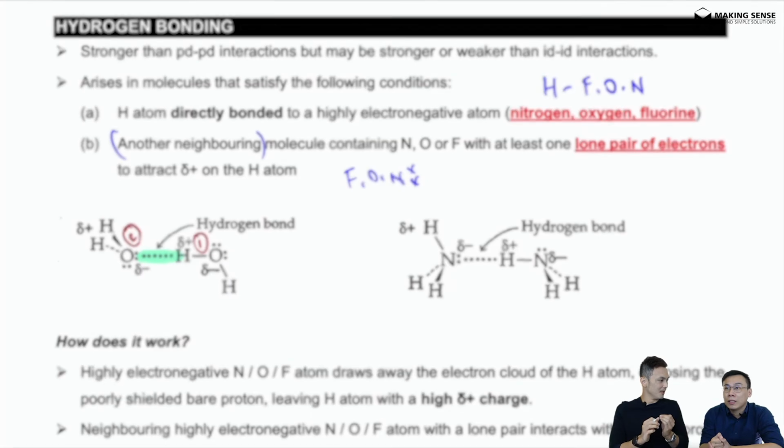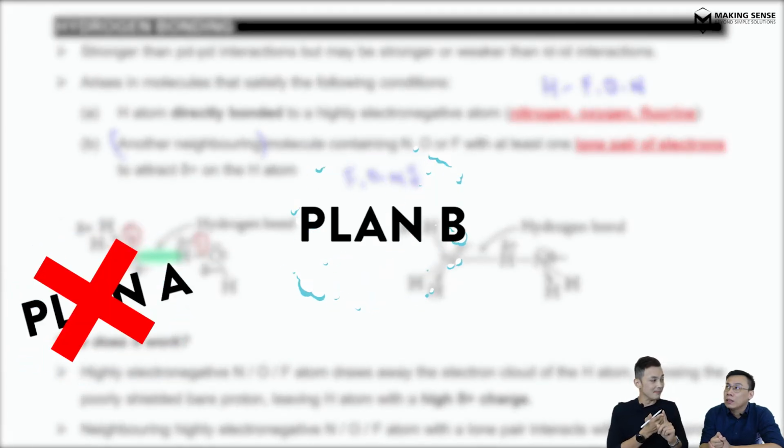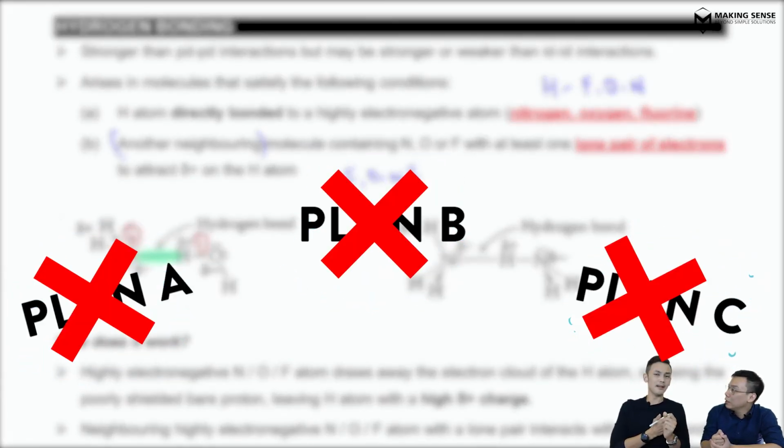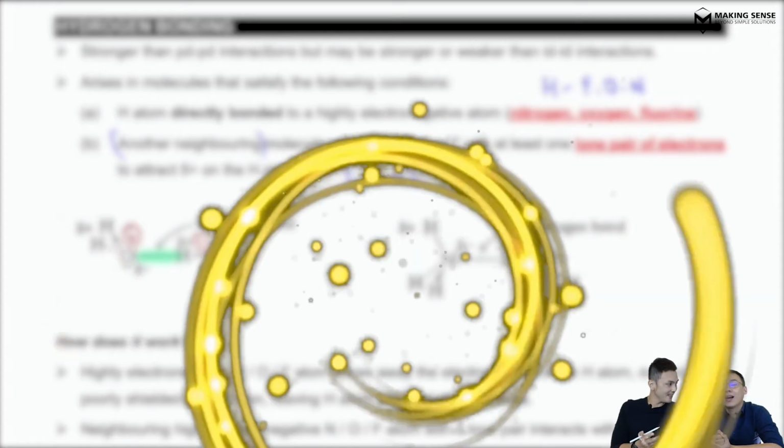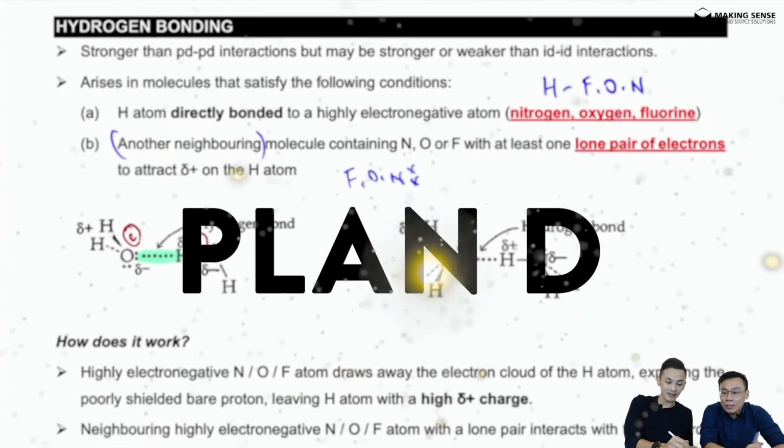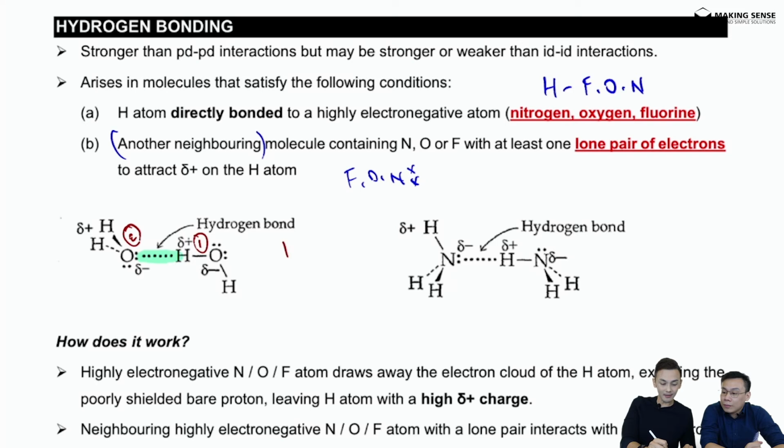Now when we draw hydrogen bond, we explained that there is an acronym that they have to follow. Remember? It's not plan A, not plan B, not plan C. It's plan D. Guys, remember plan D. Let's write this down.